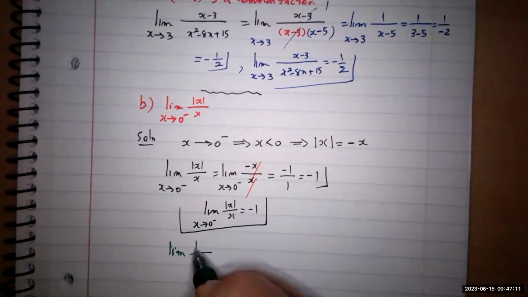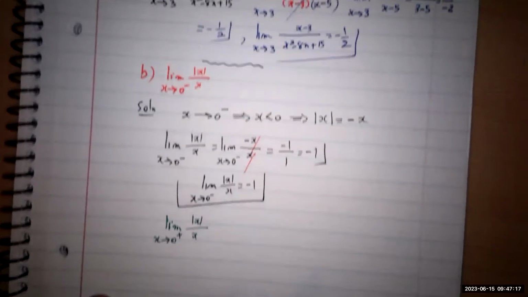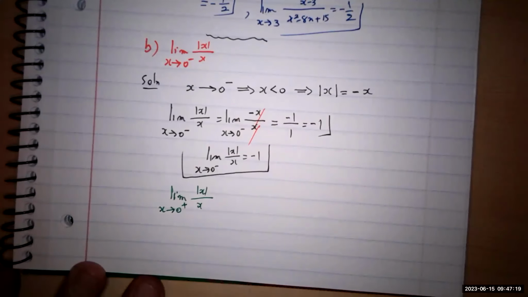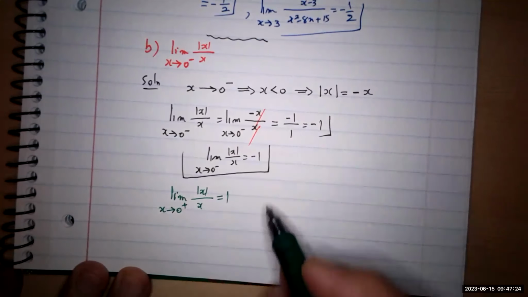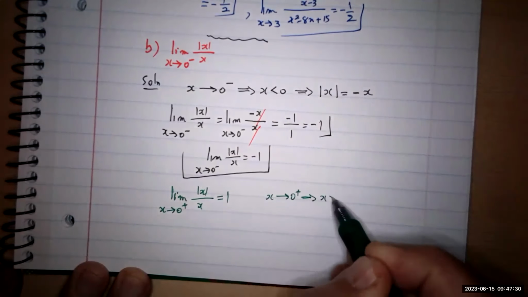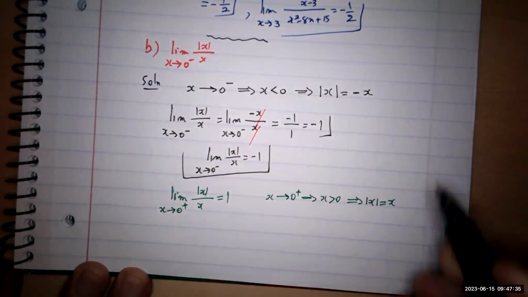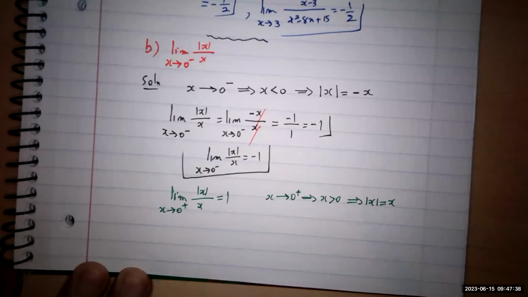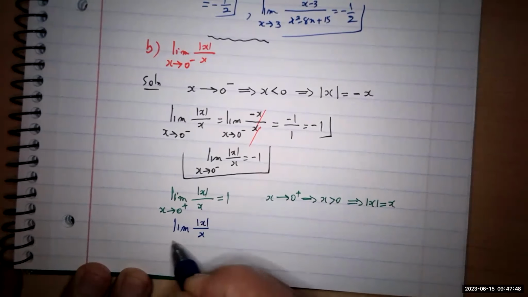If you take the limit of the absolute value of x over x as x goes to 0 positive, it would be positive 1. Very good. Because x goes to 0 positive, x is positive, so the absolute value of x is x. So all the possibilities you have to consider. Any question? So what's the answer to this one? The limit of the absolute value of x over x as x goes to 0.